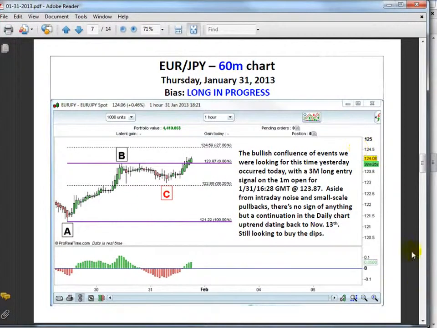By the time we get to the follow-up on Thursday, here's what we had to say in regards to this 1-hour chart. It looks very similar to the setup we just considered on the 4-hour, but it's actually a different one. This is the hourly chart and is more recent. So our comment was as follows.